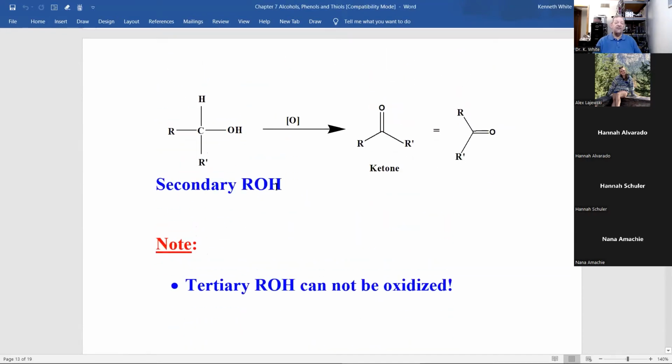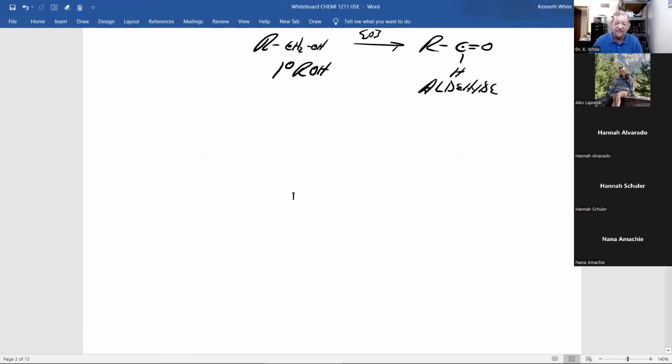Now, if you have a secondary alcohol and you oxidize it, you'll get what's called a ketone. And we'll learn about ketones. And let me show you another nicer way of writing this. Now, if I were to do this slides over, I do all my diagrams by hand because the tablet I have helps.